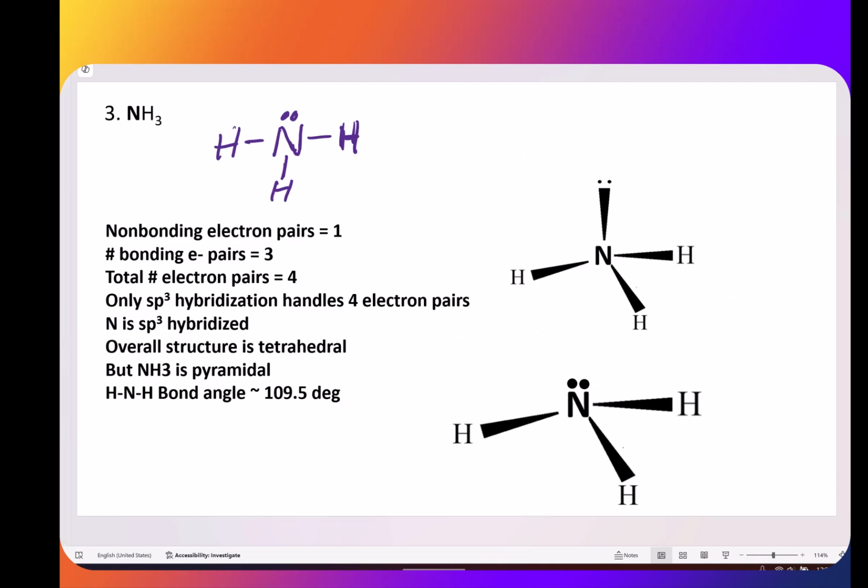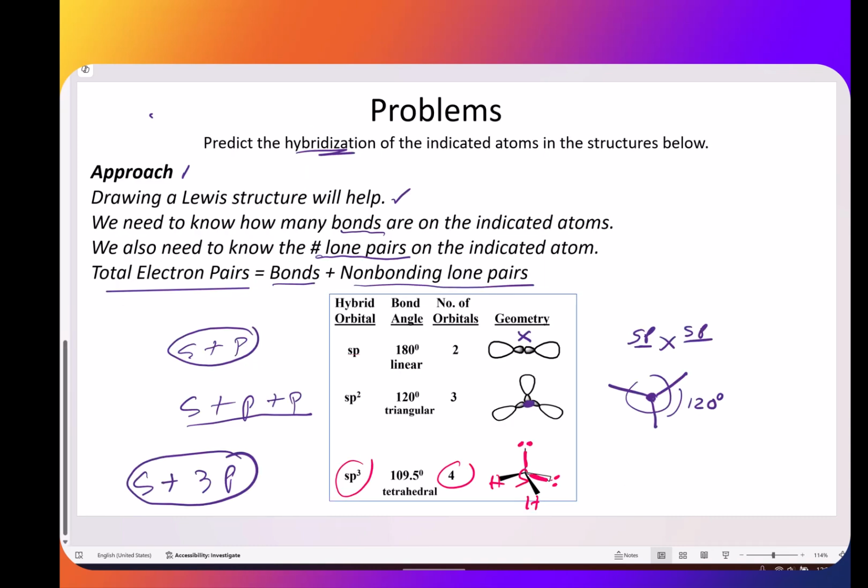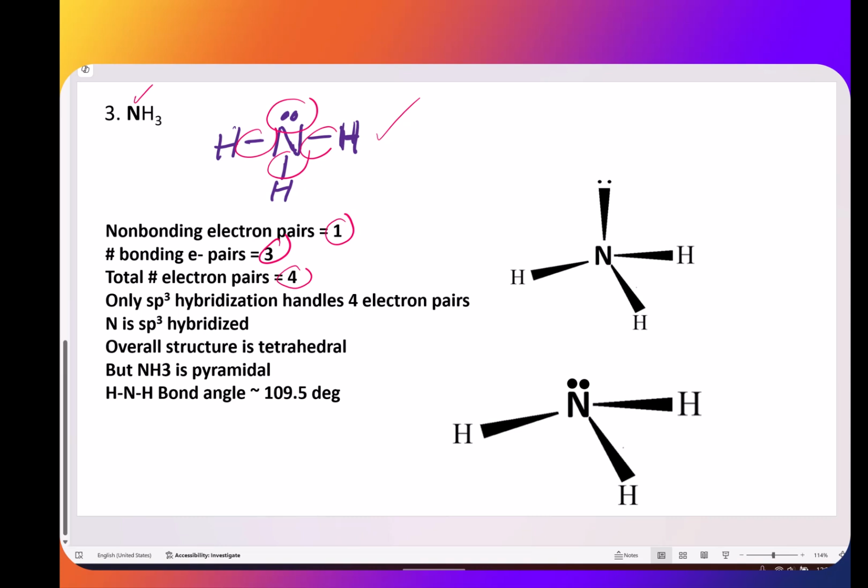Next example is ammonia, NH3. We want to know the molecular shape of this molecule, and we want the hybridization on the nitrogen. So we start with its loose structure, which we've seen before. The number of non-bonding electron pairs is 1. The number of bonding electron pairs is 1, 2, 3. We have 4 total electron pairs. Again, the only hybridization that actually matches this is sp3. So our nitrogen is going to be sp3 hybridized.